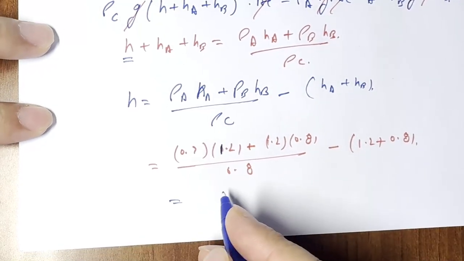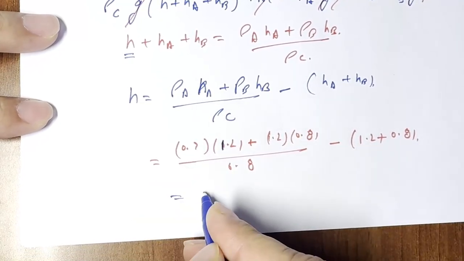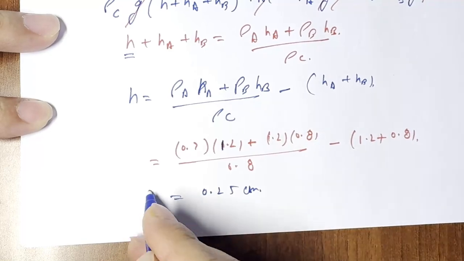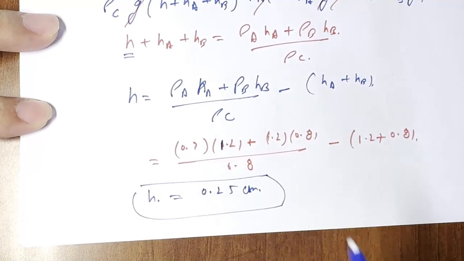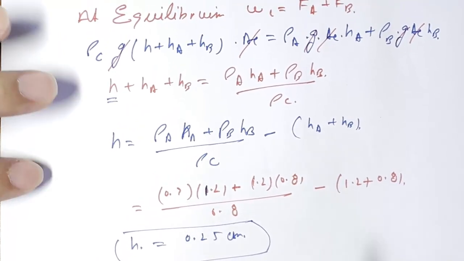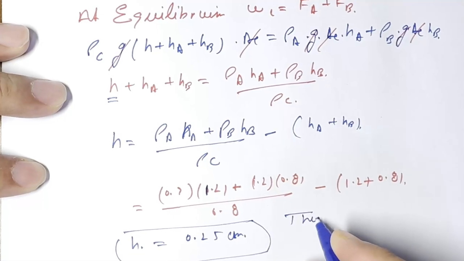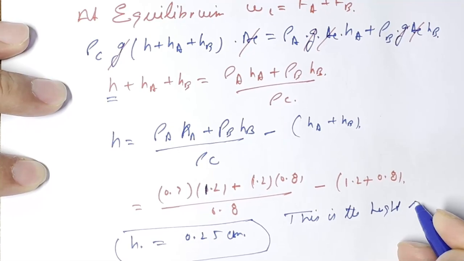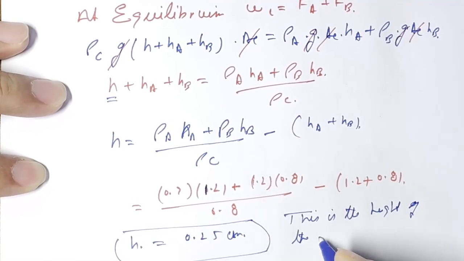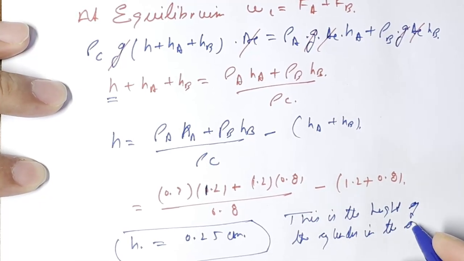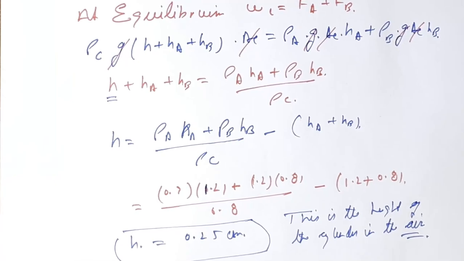So therefore, if you solve it, this will be coming as 0.25 centimeters. So this will be the height of the cylinder in the air.